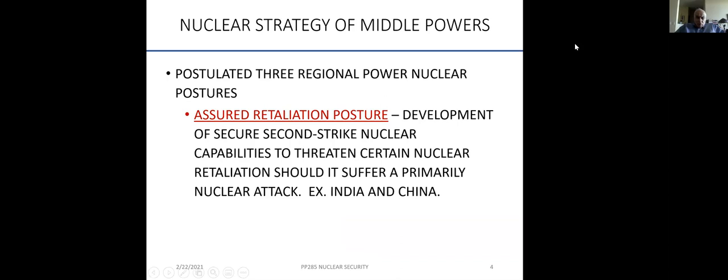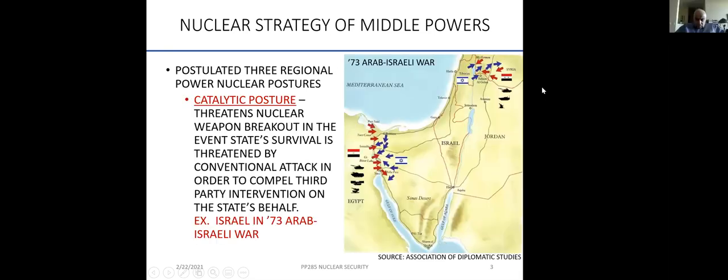Assured retaliation posture. Professor? Yes? I have my own question. Yes? In the previous slide, do you think it's reasonable to think that countries may develop their nuclear weapons to use them for catalytic posture for this purpose?